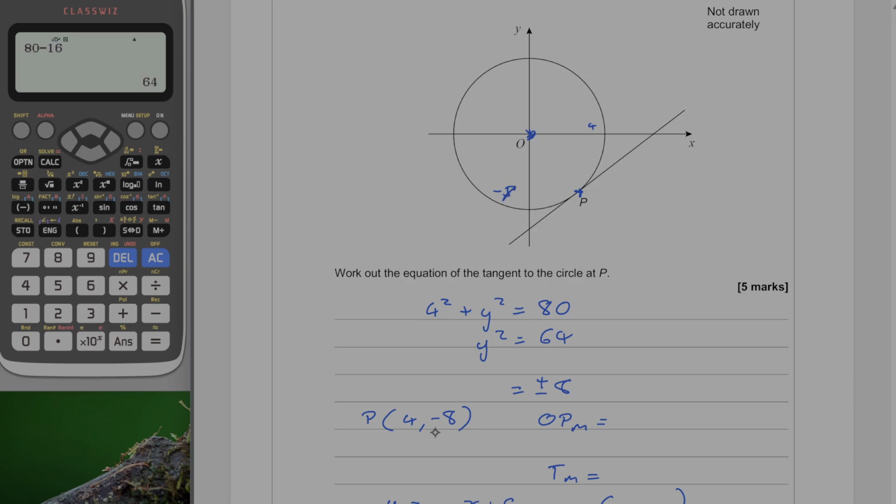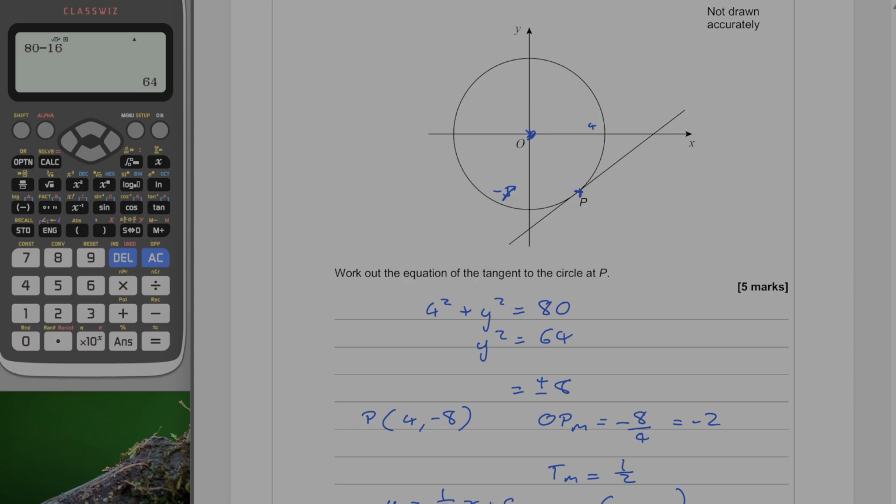Right, so the gradient of OP is going to be minus 8 over 4, which is minus 2. So the gradient of the tangent would actually be a half, sorry, not 2. So y is equal to a half x plus c.